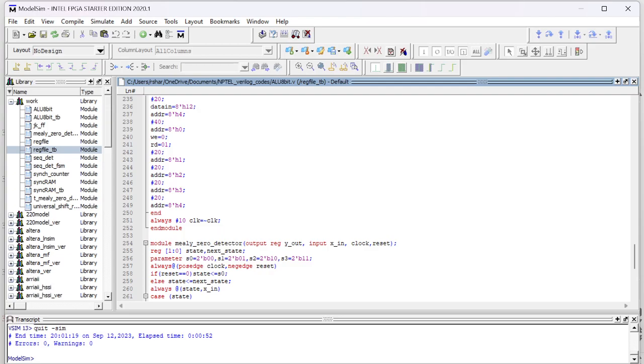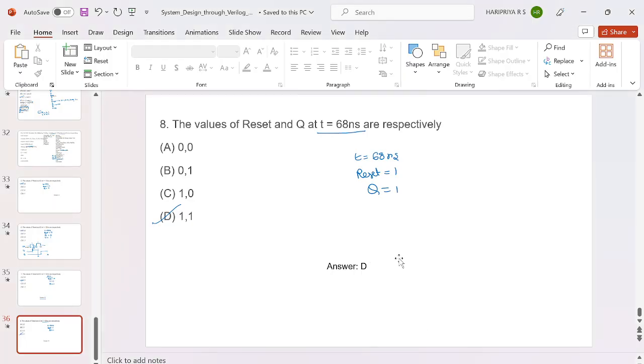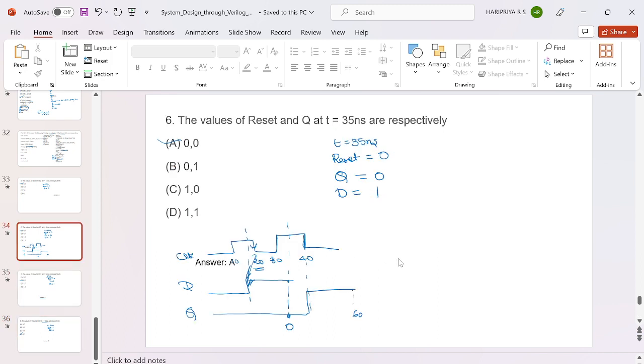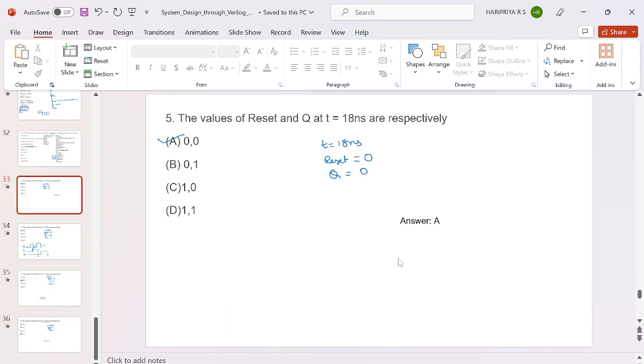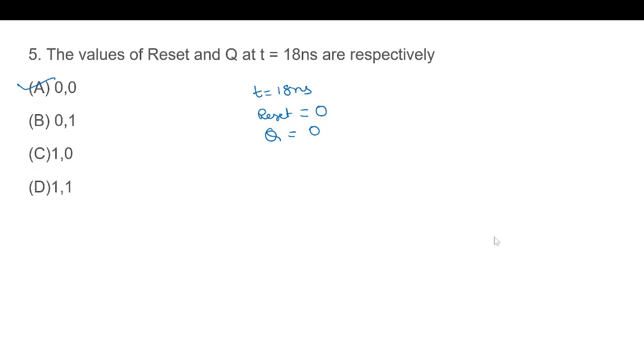So any doubts? Ma'am, please explain the reset and Q value of questions 5 to 8. It's very confusing. Yes, ma'am. You are going very fast. Sorry.